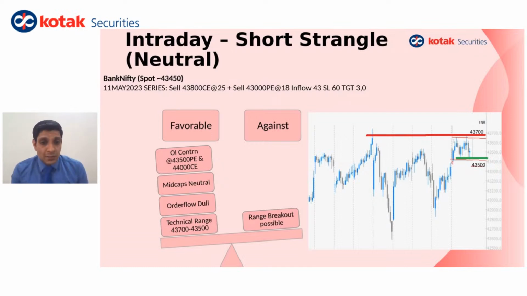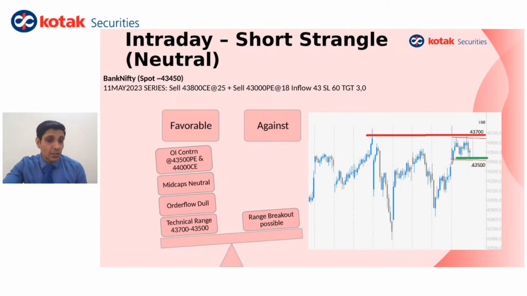So why did we go ahead with this strategy? One was the midcap was neutral. None of the heavyweights were hitting day's highs. For example, the SBIs and the HDFCs were not hitting day's highs. They were positive, but it didn't matter. They weren't moving significantly higher, which means the order flow was dull, and the technical range for the market itself was within this range of 43,700 and 43,500. So this is something that we did on that day, and we kind of had a profitable day.